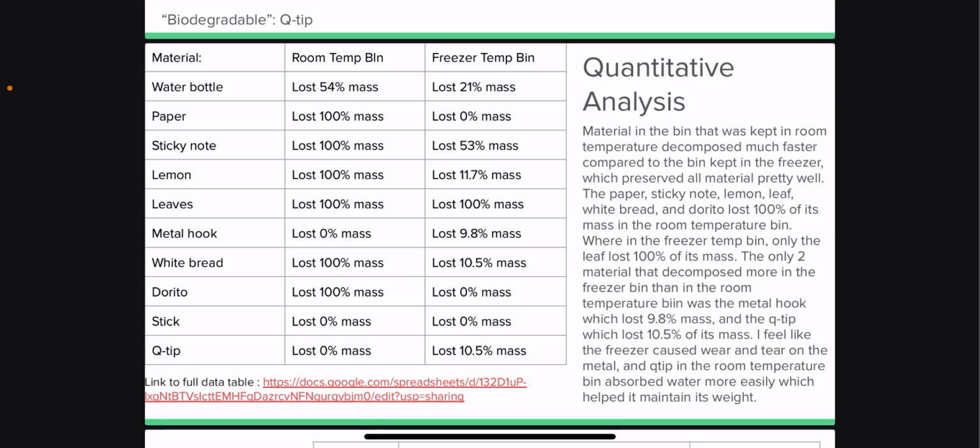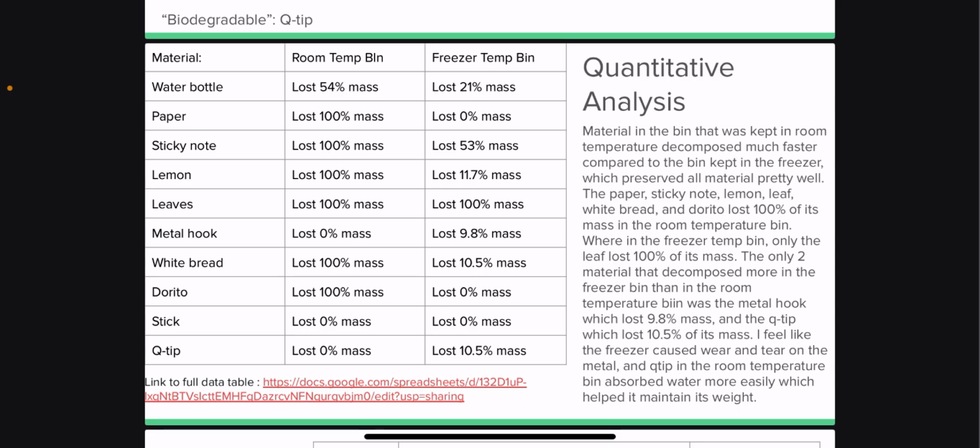The paper, sticky note, lemon, leaf, white bread, and Dorito lost 100% of their mass in the room temperature bin, but in the freezer temperature bin, only the leaf lost 100% of its mass. There were two materials that decomposed faster in the freezer bin than in the room temperature bin, which were the metal hook that lost 9.8% of its mass, and the Q-tip, which lost 10.5% of its mass.